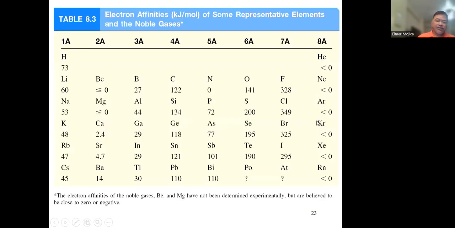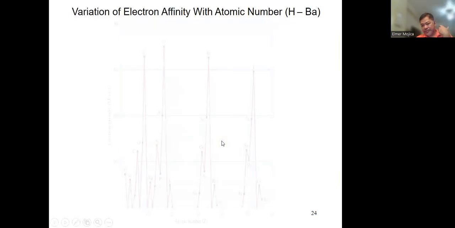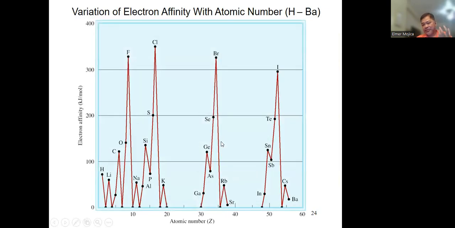And if you're going to look at the values here, they contain a lot of anomalies. If you're going to look at the noble gases, it's less than 0 because they're so stable. But if you're going to look at the energy that you have here, so you see the value. But I always remind my students, just know the concept of your electron affinity and look at the overall relationship that they have.